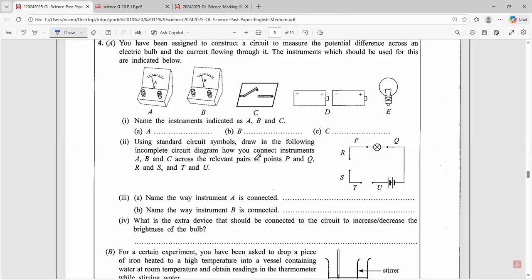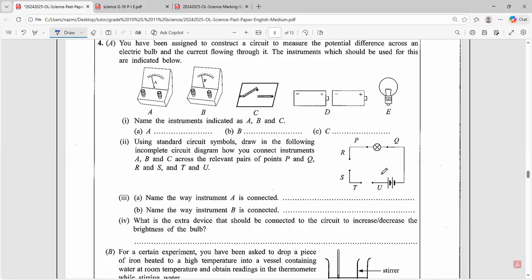Roman number 2. Use the standard symbols and draw in the following incomplete circuit diagram A, B, C across the points. Now you have to put A. A is the ammeter. So where can the ammeter come? Ammeter you can put between R and S, or T and U. Have you drawn the circuit? Can you show me? You have not completed, no? Yeah, voltmeter is across the bulb. That's correct.